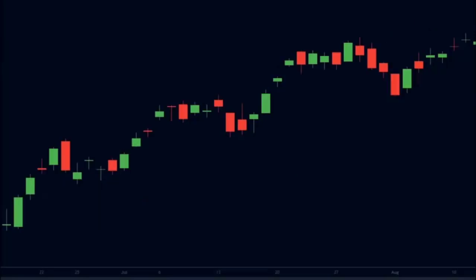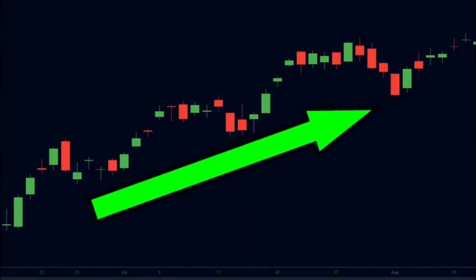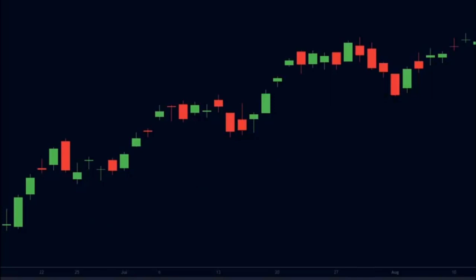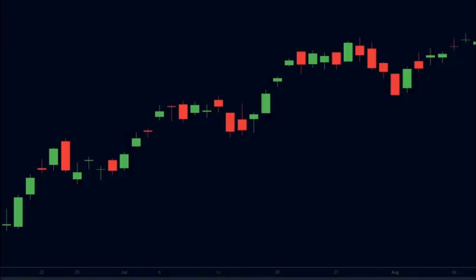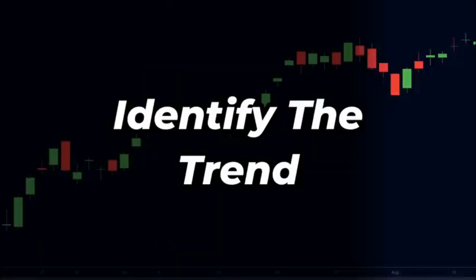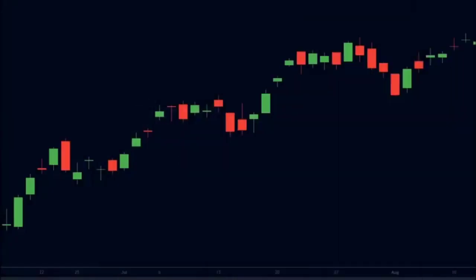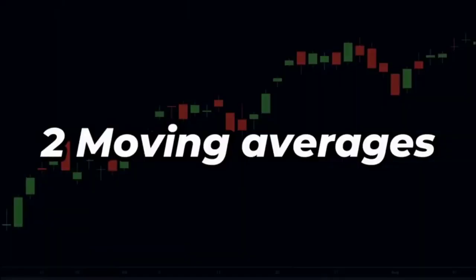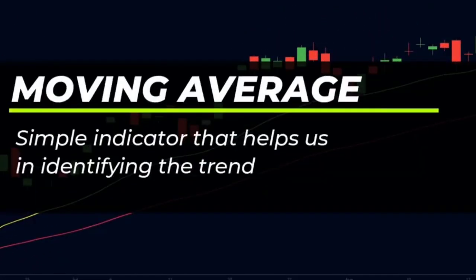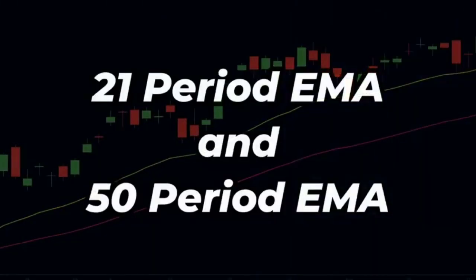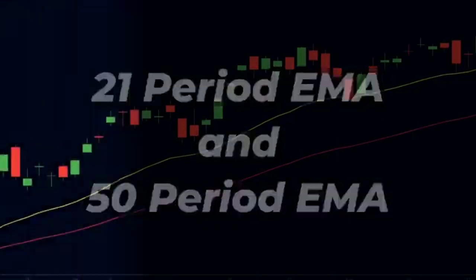Our strategy mainly focuses on identifying short-term pullbacks in an existing trend and entering at the end of a pullback. In other words, it is a trend-following strategy that tries to enter the trend on pullbacks. To enter on pullbacks, we first need to identify the existing trend. To do so, we will use two moving averages. A moving average is a simple indicator that helps us in identifying the trend of the market. We will use a 21-period exponential moving average and a 50-period exponential moving average.